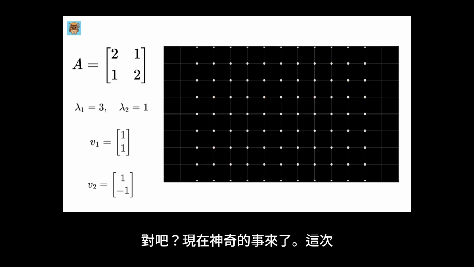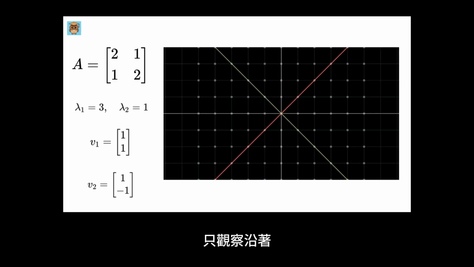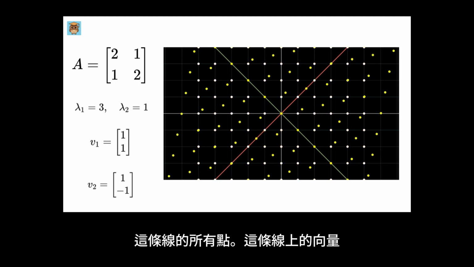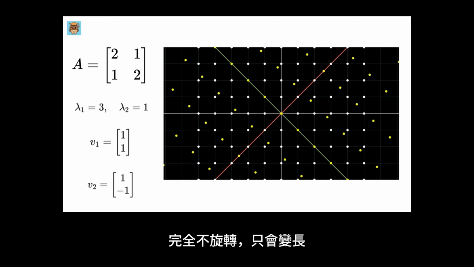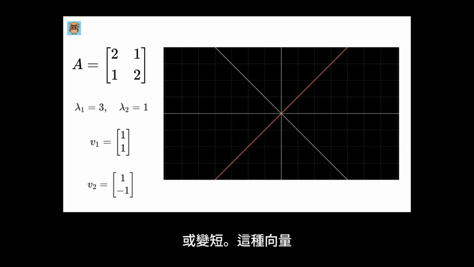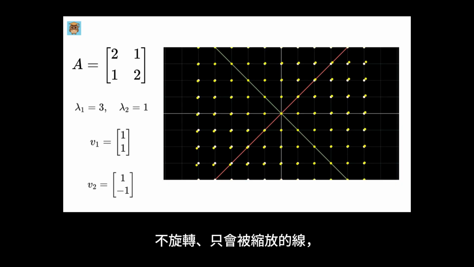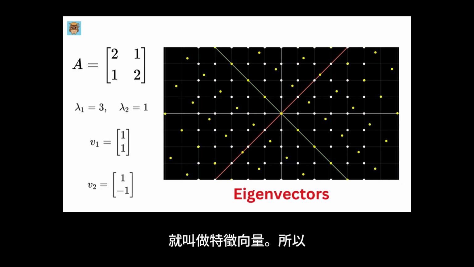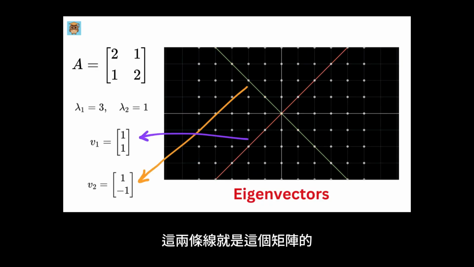Now here comes the magic. This time, just observe all of the points along this line. The vectors along this line do not rotate at all. They only get longer or shorter. Such lines where the vectors do not rotate but only get scaled at some point are called eigenvectors. So, these two lines are the eigenvectors of this matrix.